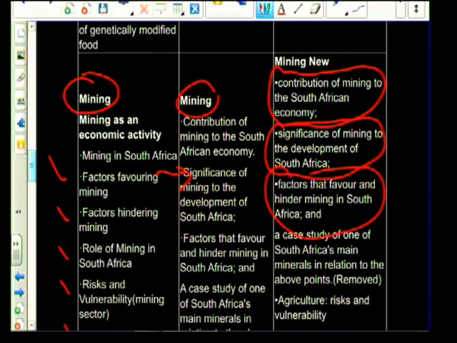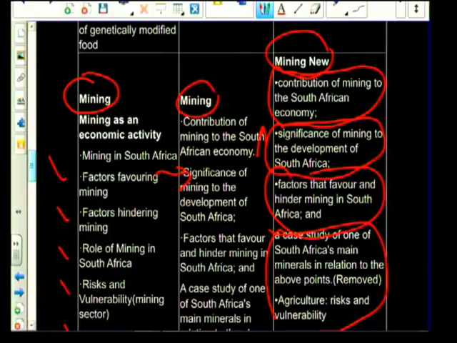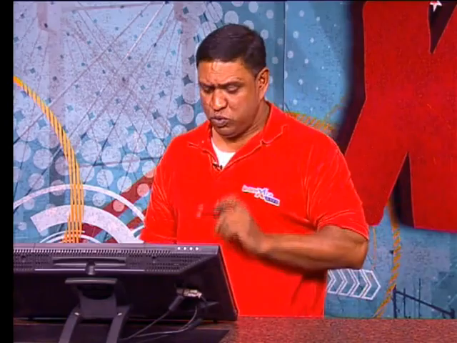Again, it's classified as new, but it's not totally new. It has been covered. Here, a case study of one of South Africa's main minerals in relation to the above points of contribution, significance, factors favoring, hindering, will be covered. I don't know how this one little one crept in. We can just strike it off because it comes in as agriculture. You know, gremlins always tend to creep into our work. But case studies, please note, learners, it doesn't specify a specific mineral, but one mineral that you can do.